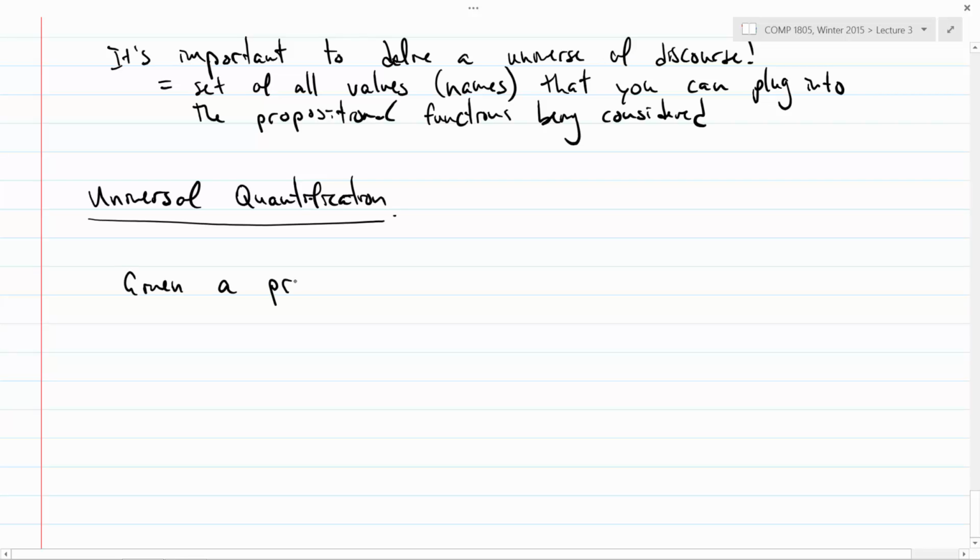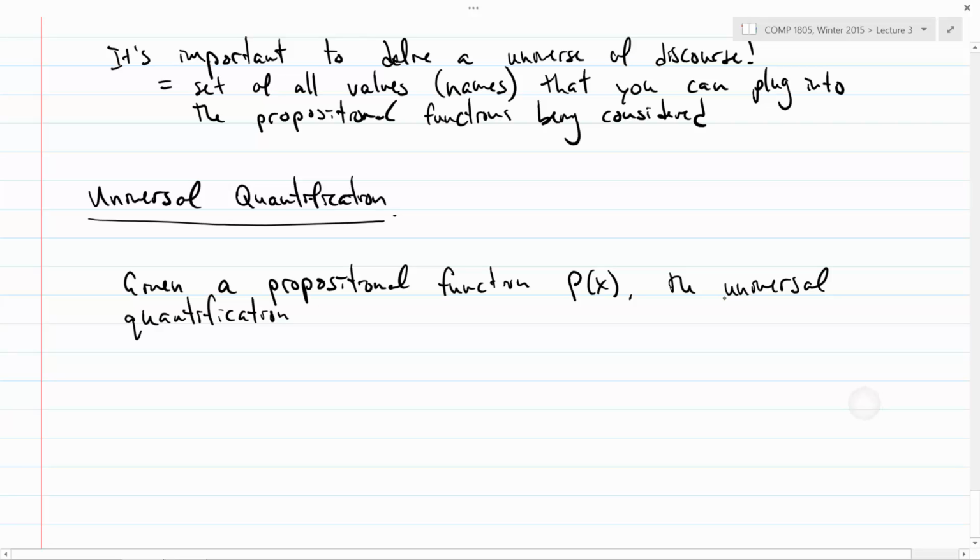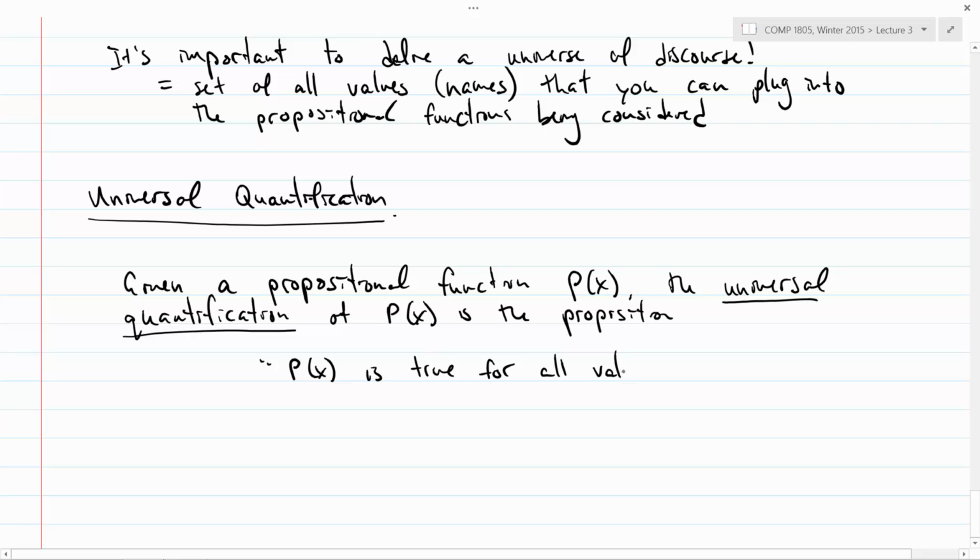Given a propositional function, let's say P(x), the universal quantification of that propositional function is the following proposition: P(x) is true for all values x in the universe of discourse. That's what the universal quantification is.